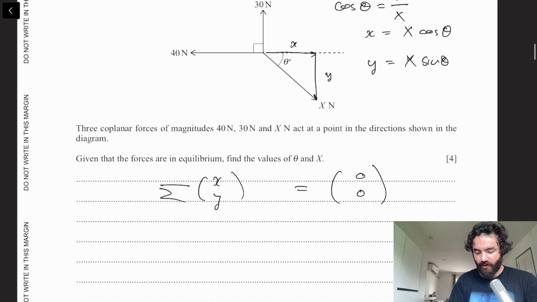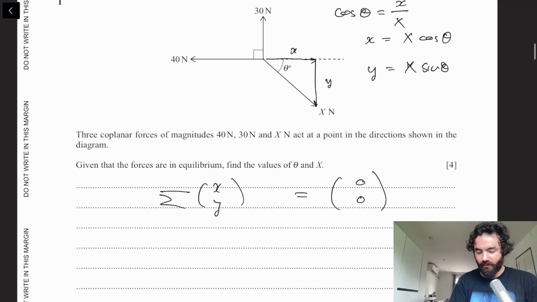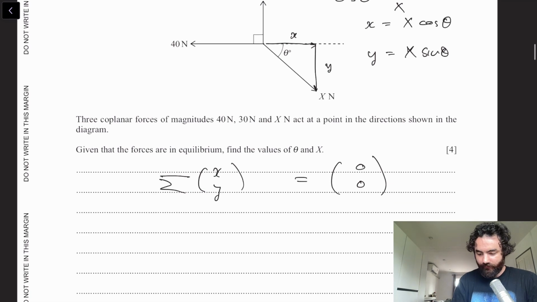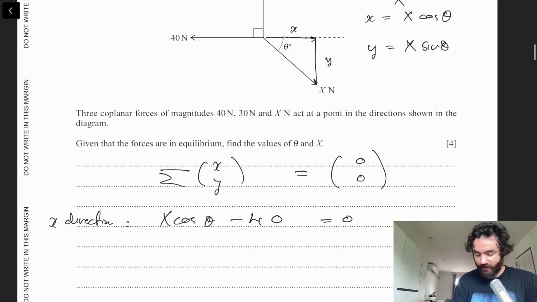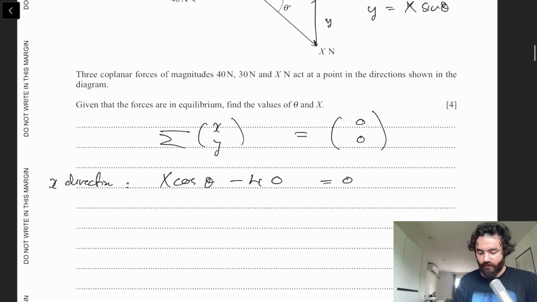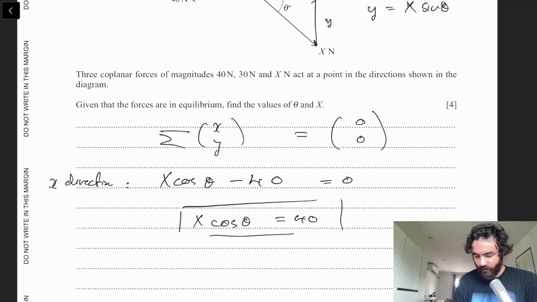Okay, so in the x direction, what do we have? Well, this 30 just acts exactly up. So we have this x component positively, so X cos theta, and minus 40 will equal 0. Right? Because it's acting in that direction positively and the other is acting negatively. So we can say X cos theta equals 40. And that's one equation we will need.